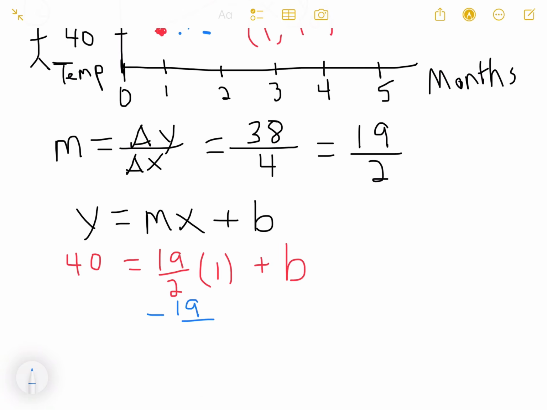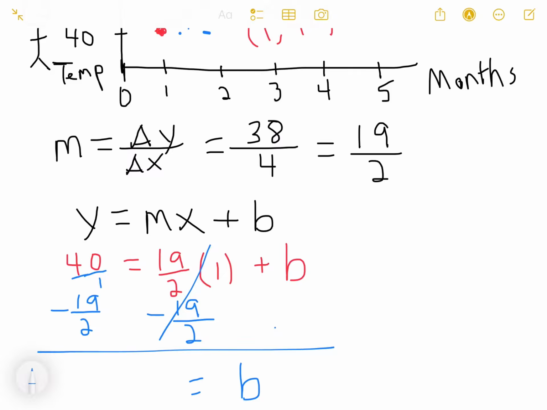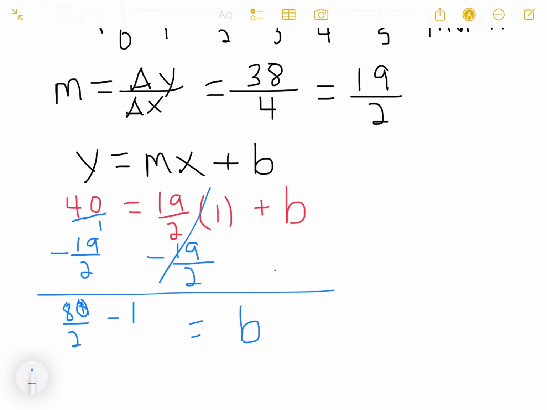19 over 2, or 9.5. I subtract it from this side, and that will give me my b. So now what is my b? Because this canceled right here, b is going to equal 40, and 40 over 1 is also 80 over 2, and it's subtracting 19 over 2.